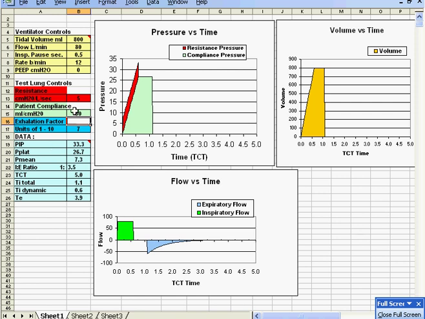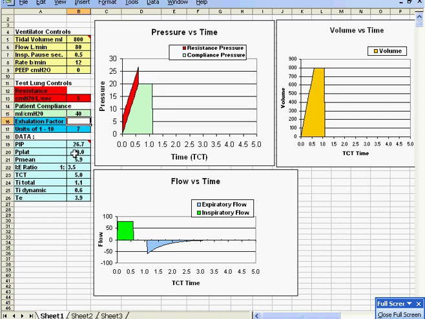P-plat. I can even increase compliance even more. I can change it to, say, 40 mils. So the PIP comes down, the P-plat comes down, but the gradient between them stays the same. Okay, so those are the relationships I want you to look at and experimentally discover.